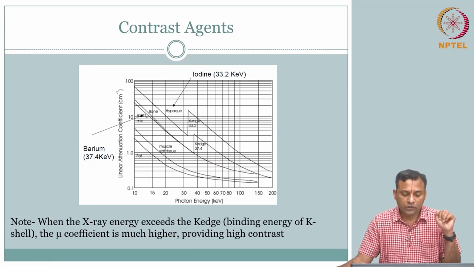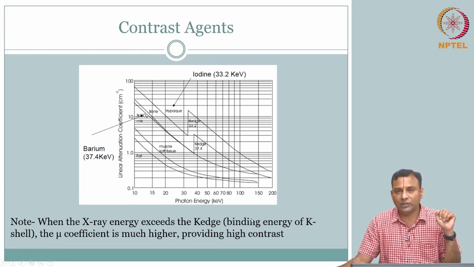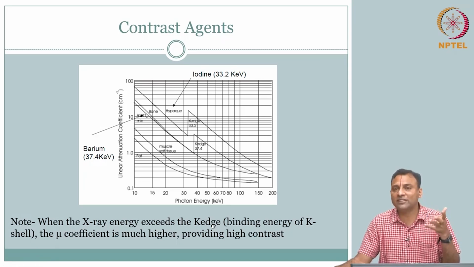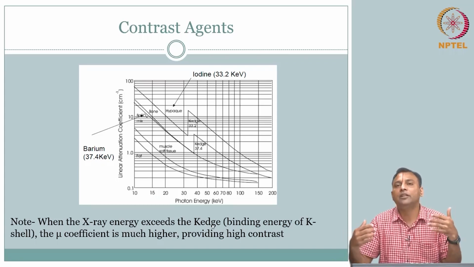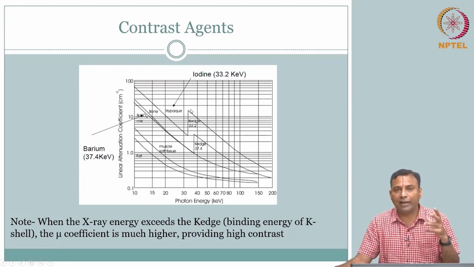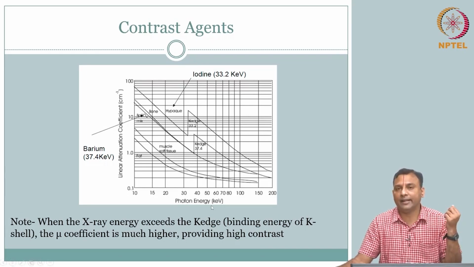So when the X-ray energy exceeds the K edge, the binding energy of the K shell, the mu, your attenuation coefficient, is much higher, providing a high contrast. So we can maximize the inherent contrast. In some sense this is not instrumentation, but it is part of instrumentation, because you have to choose your energy levels and you have to choose the compound carefully so that you maximize the inherent contrast.